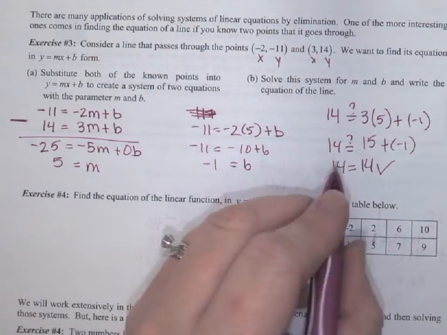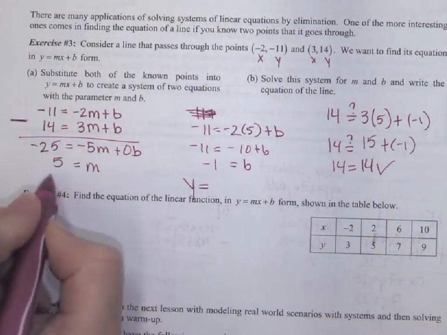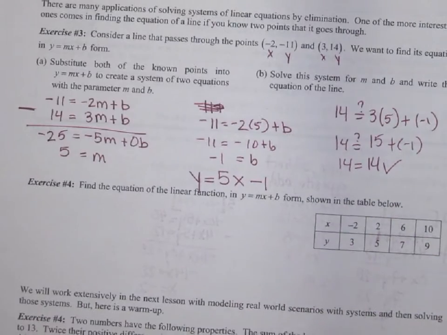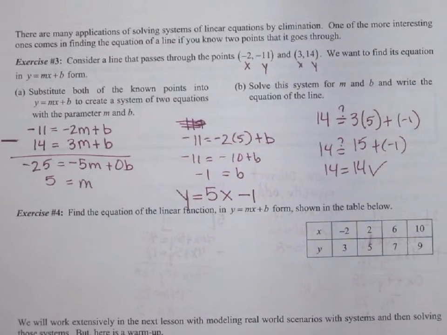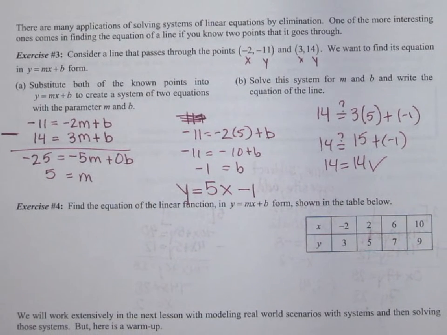It does, so the equation is that y is equal to 5x minus 1. So that's a way that you can use a system to write the equation of a line if we know the 2 points. Another way would be to find the slope and then substitute into point slope form and then simplify and rewrite into slope intercept form. Many different ways.